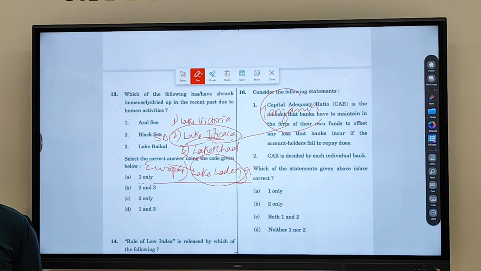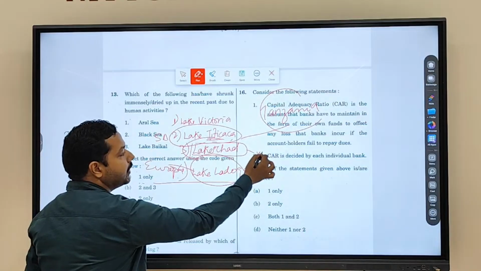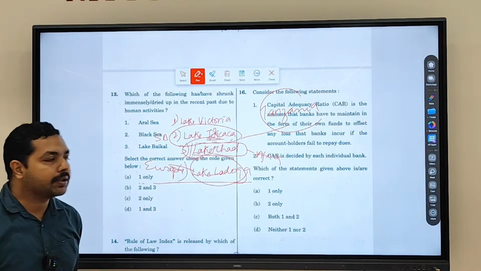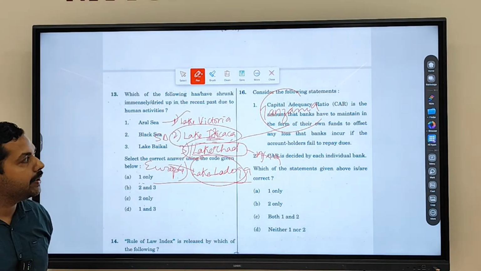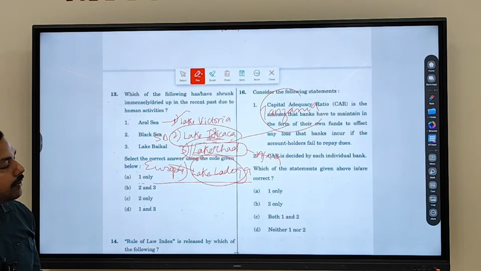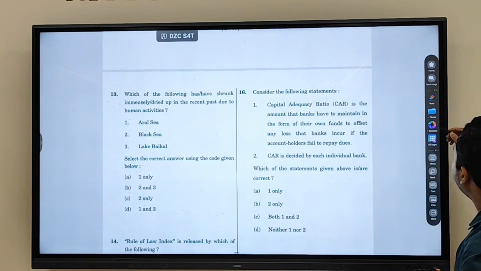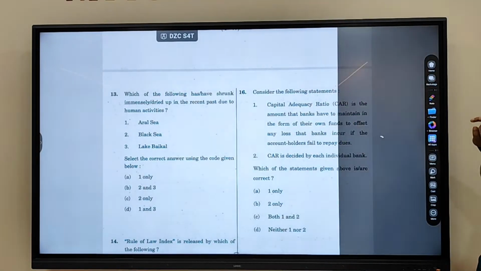Tanzania also shares a border with Lake Tanganyika. Fine. So what you find here is Lake Chad lies in Africa. But Lake Ladoga and Lake Titicaca do not lie in Africa, so you can rule them out. Clear? Lake Victoria is sharing the border with Tanzania. And next is Lake Chad, which lies in Africa.